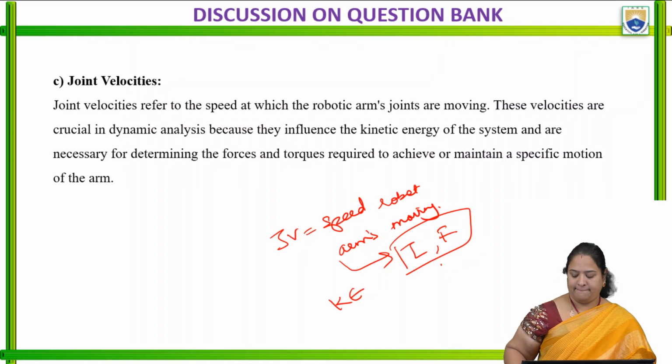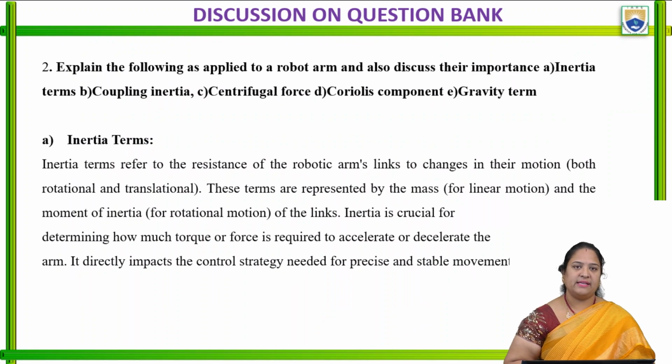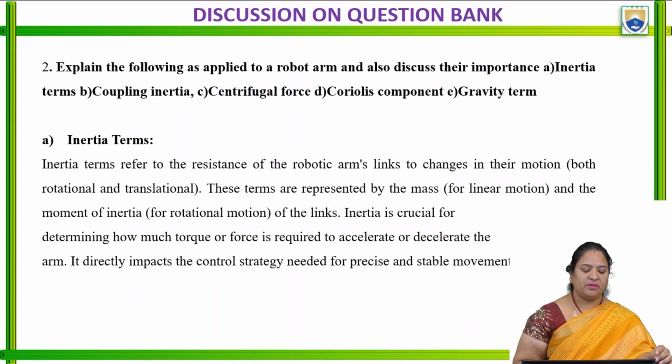Next, moving on to the second question. Explain the following as applied to a robot arm and also discuss their importance. That is, inertia term, coupling inertia, centrifugal force components, and gravity terms. What do we mean by these particular terms? We need to explain. Right? So firstly, coming to the inertial term.